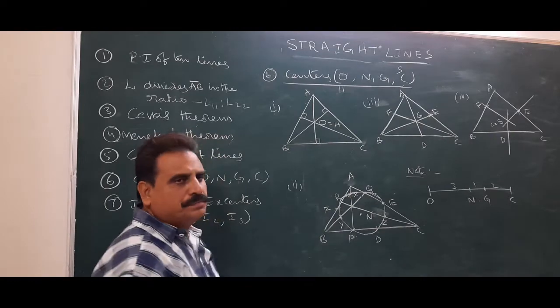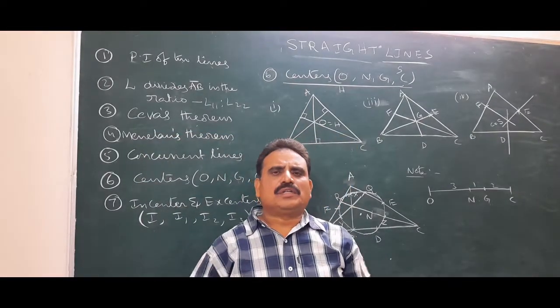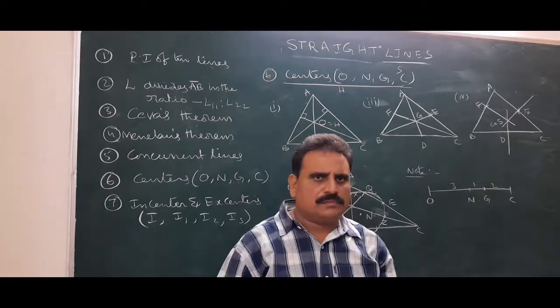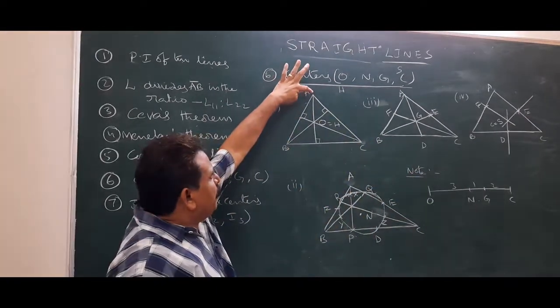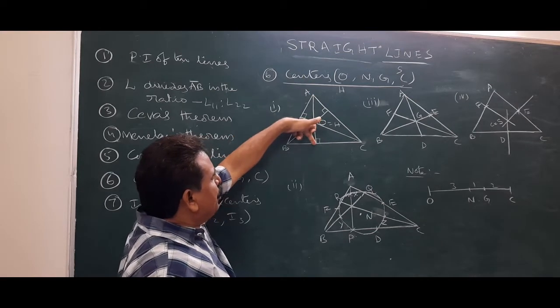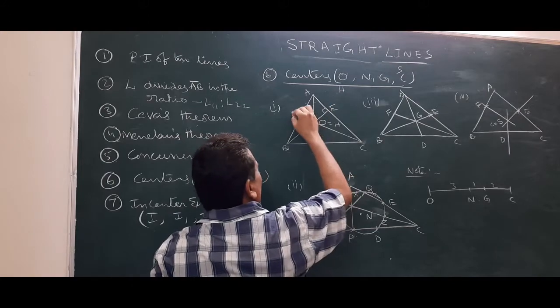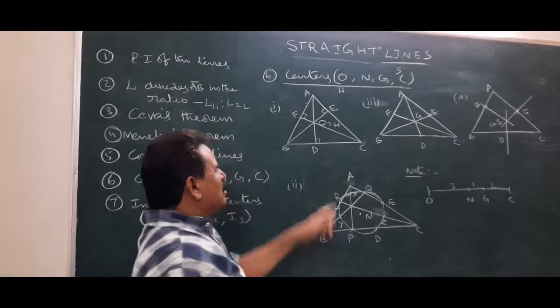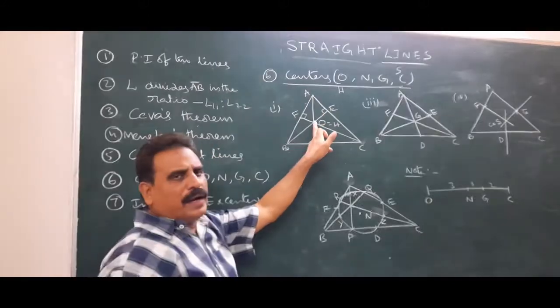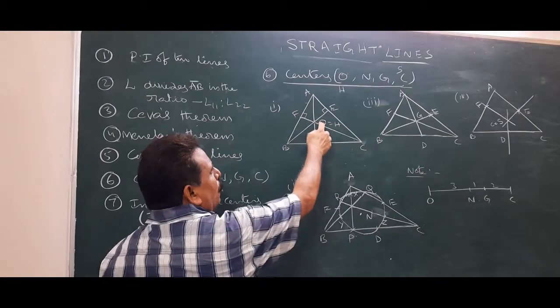Now, orthocenter. In any triangle, altitudes are concurrent. Altitude means the perpendicular drawn from a vertex to the opposite side. It is called altitude: AD, BE, CF are perpendicular. These altitudes intersect in one point. That point is called the orthocenter, denoted by O or H.